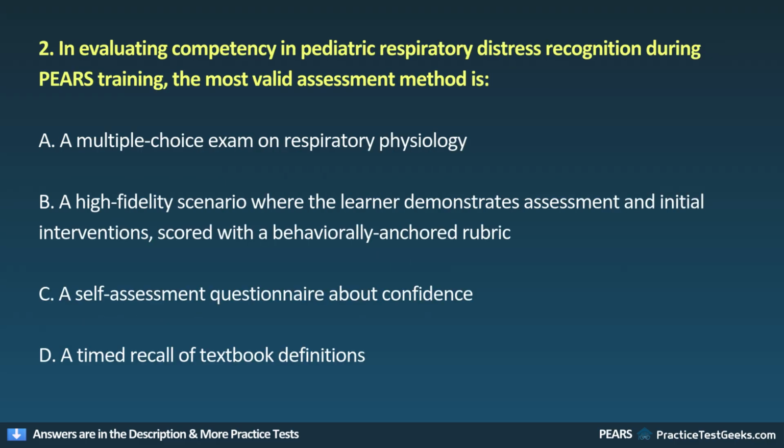2. In evaluating competency in pediatric respiratory distress recognition during PEARS training, the most valid assessment method is: A. A multiple-choice exam on respiratory physiology. B. A high-fidelity scenario where the learner demonstrates assessment and initial interventions, scored with a behaviorally anchored rubric. C. A self-assessment questionnaire about confidence. D. A timed recall of textbook definitions.